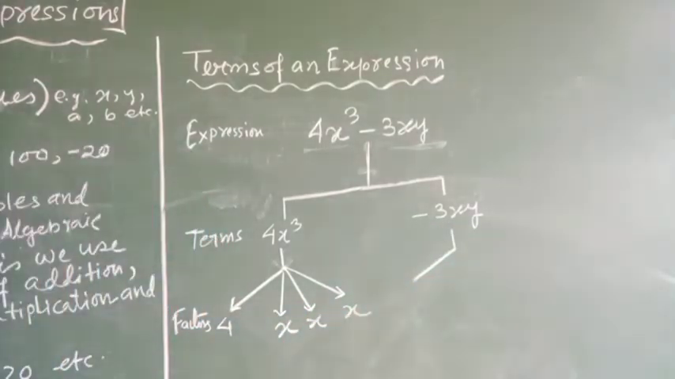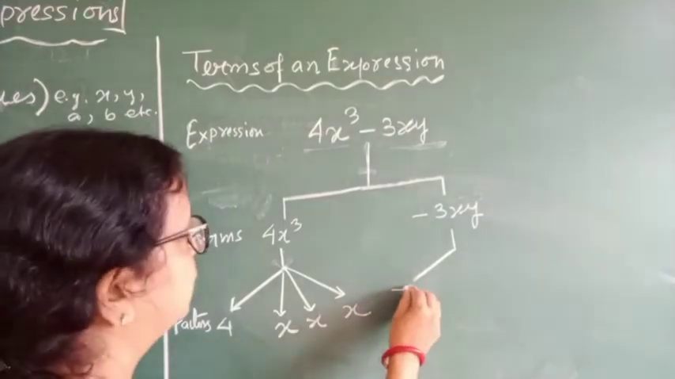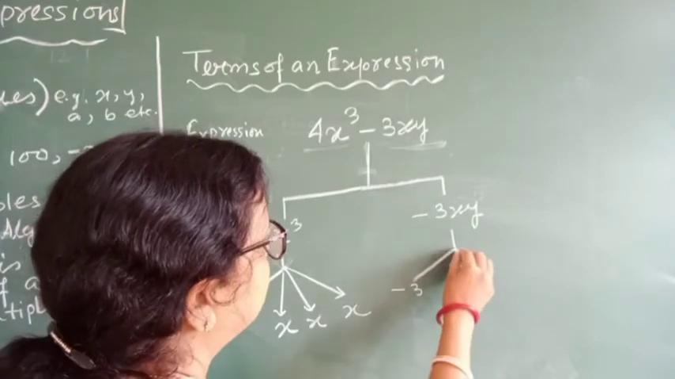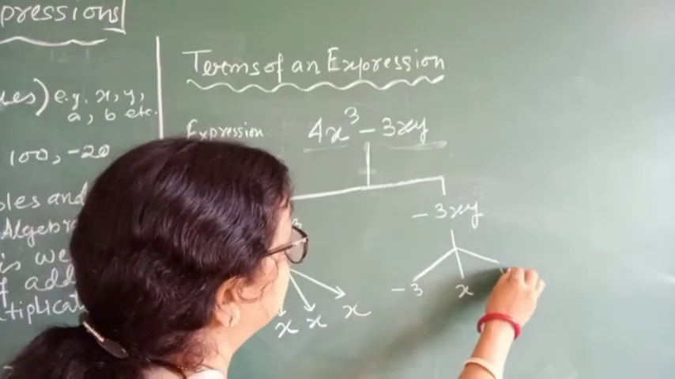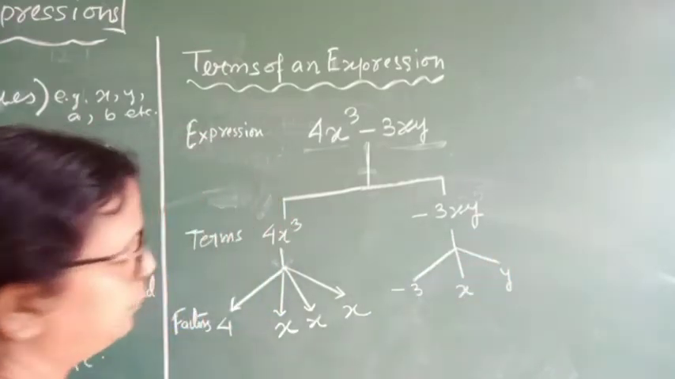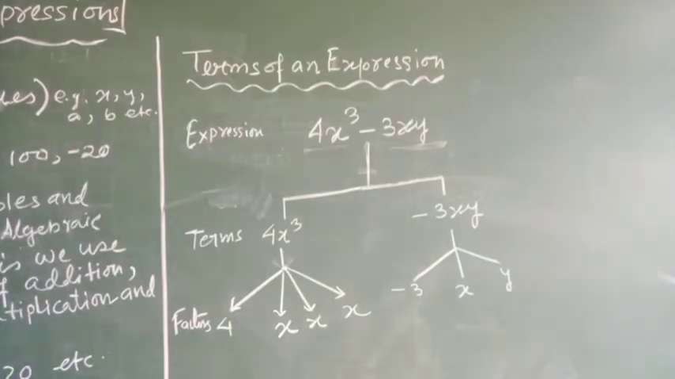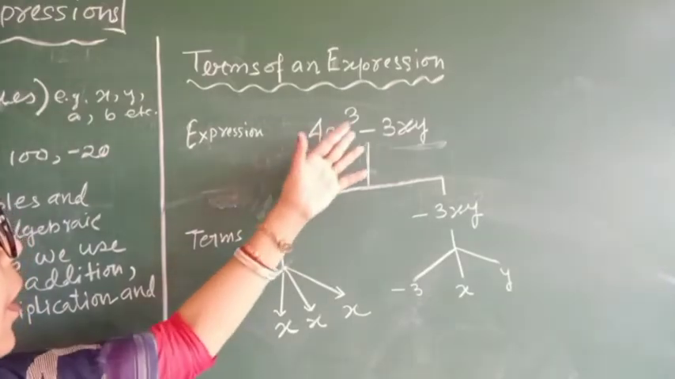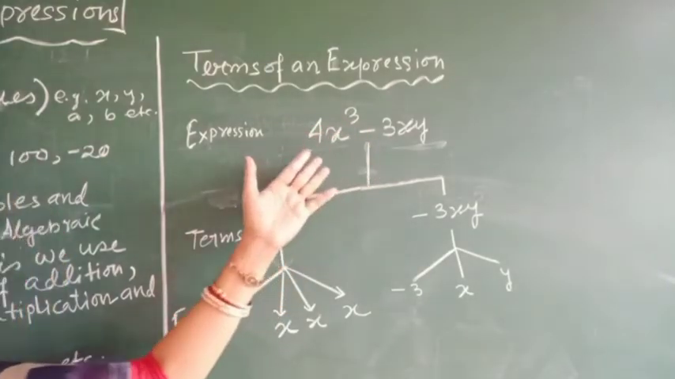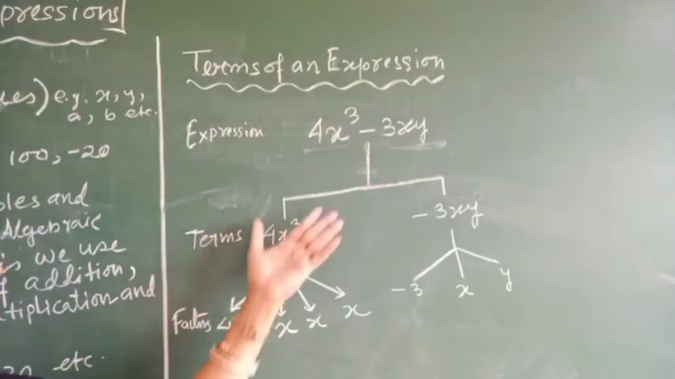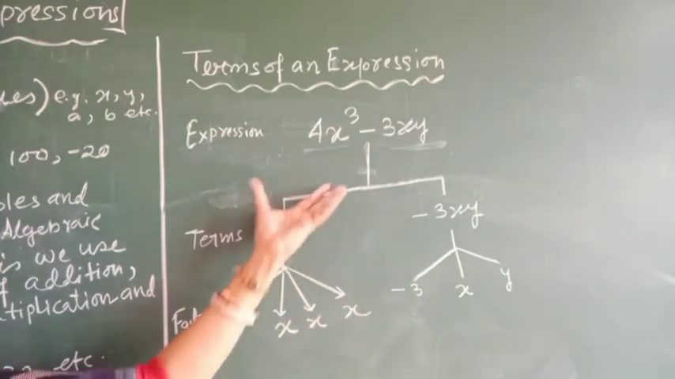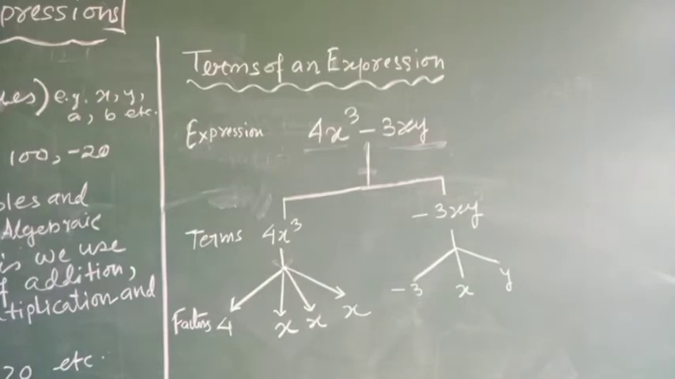One you can write -3, another you will write x, and third one you can write y. So these are the factors. Okay. So from an expression, we are getting terms and factors, or combining the factors and terms we will get an expression.